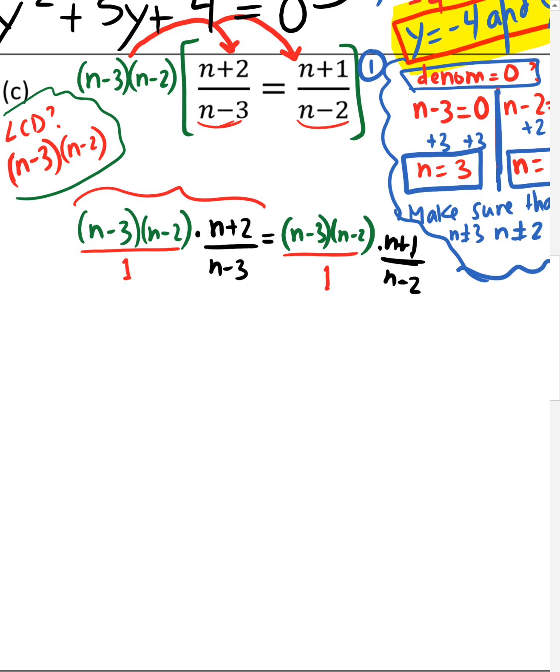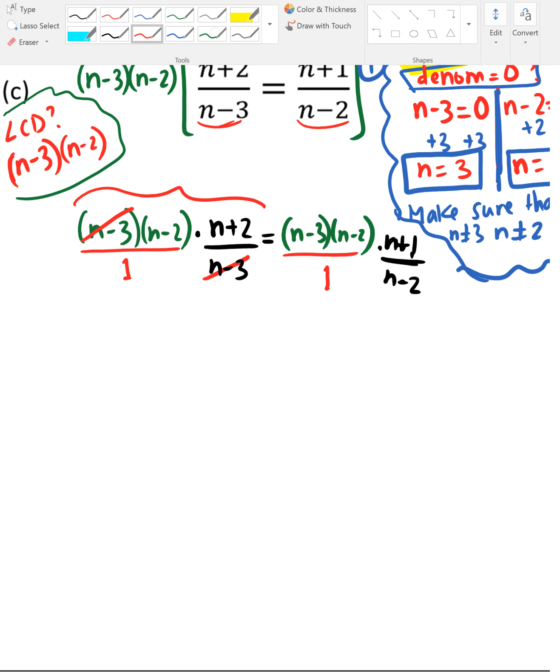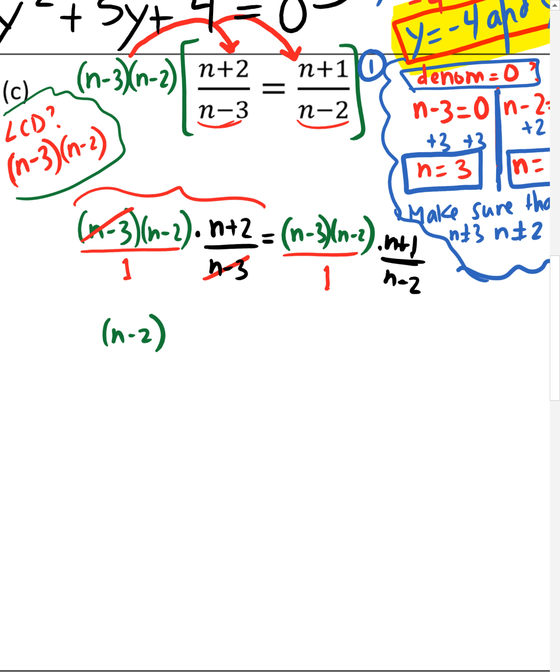But on the left side, I notice n minus 3's cancel on the diagonal, right? But that's about all that cancels, so I'd be left with, once I cancel, n minus 2 on the top, times the n plus 2 that's also on the top. But there's nothing left on the denominator, so it's really a 1, but you don't really have to write the 1. You could just say everything canceled from the denominator, so it's nothing.